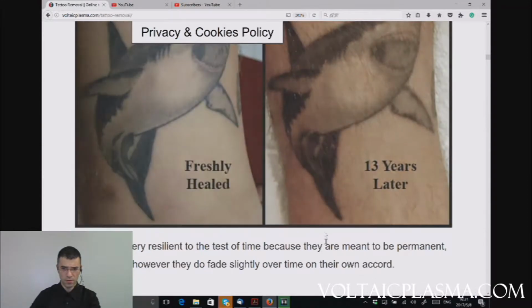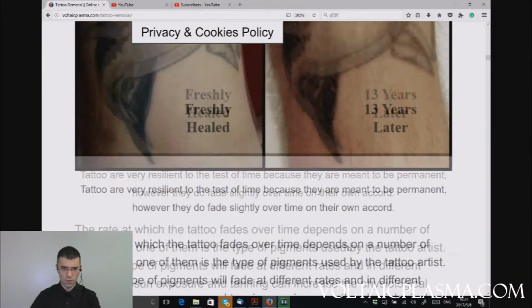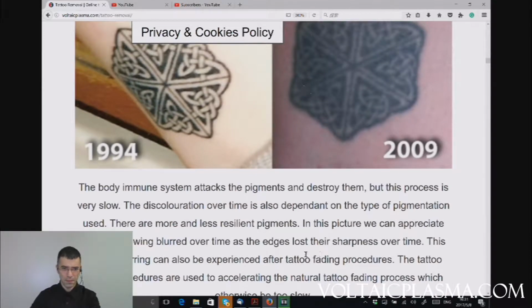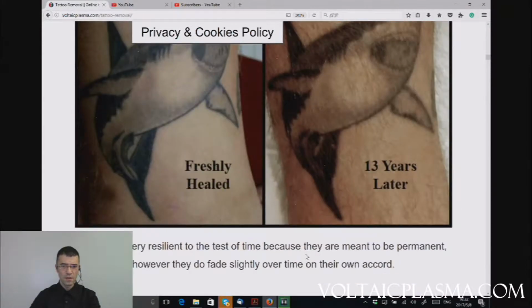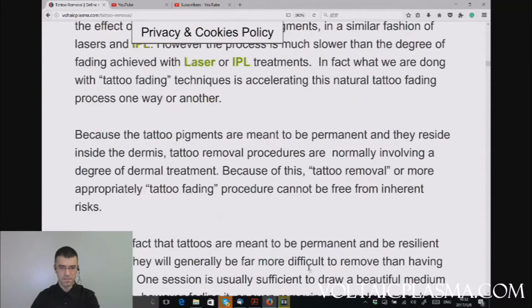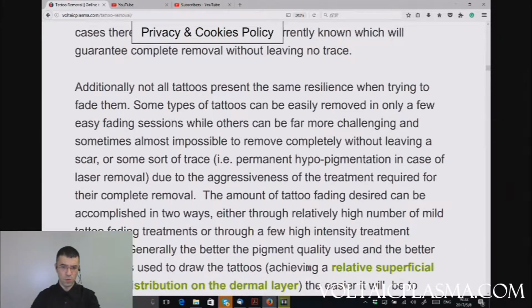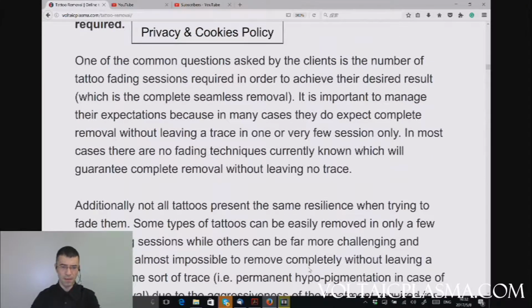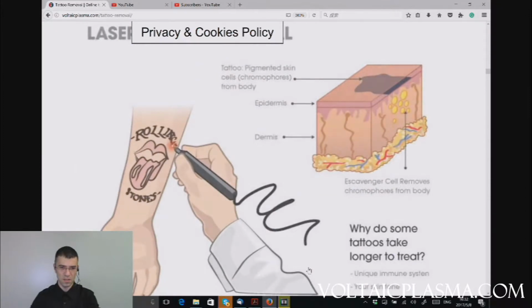This is a picture showing the same tattoo just after it healed, and then 13 years later, just to show you the difference. This is a better picture, because tattoos are meant to be there for a long time, and depending on how they have been drawn, they can fade over time anyway. So although they're made to stay, tattoos will fade over a long period of time, but this fading process is so slow that they're actually permanent. That's something to bear in mind. What we're doing with tattoo removal or tattoo fading procedures is to try and accelerate that process, really.